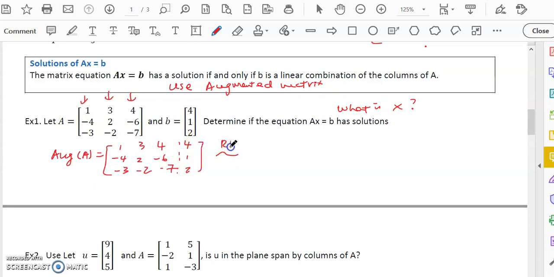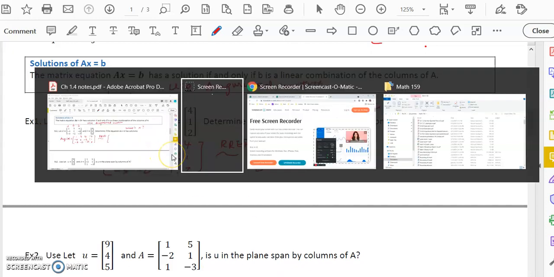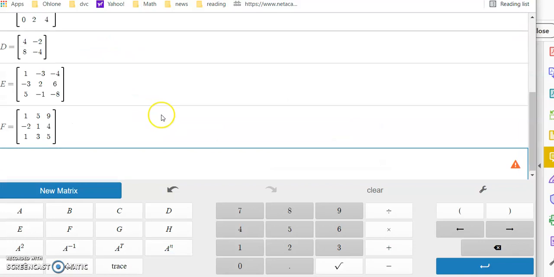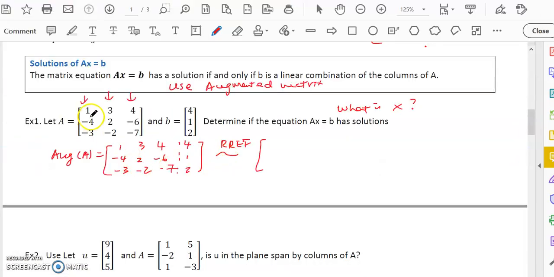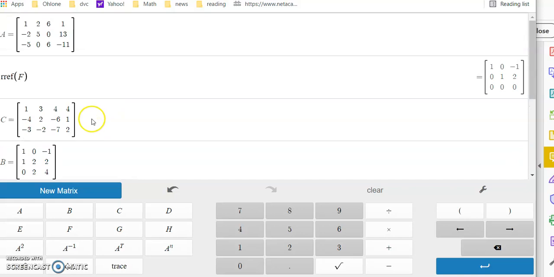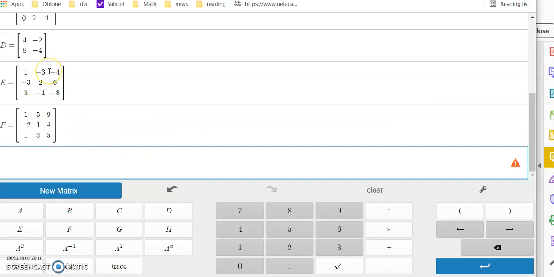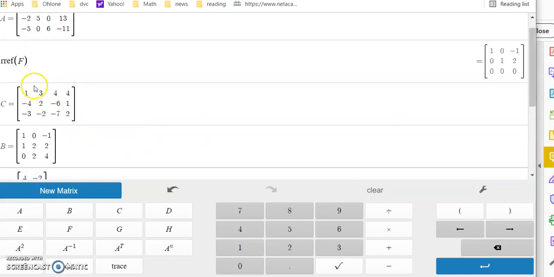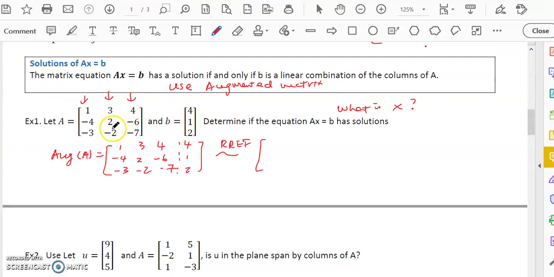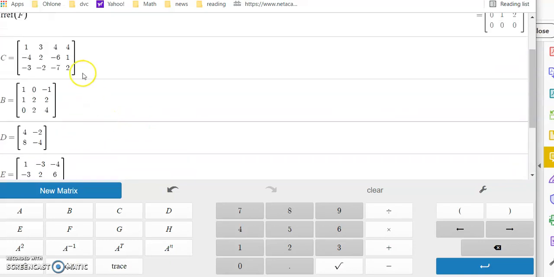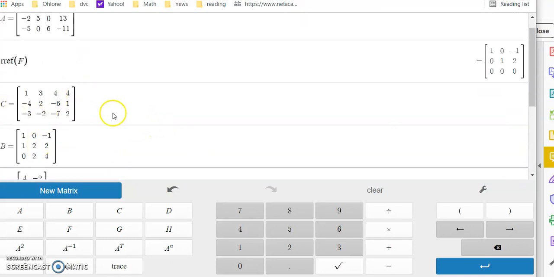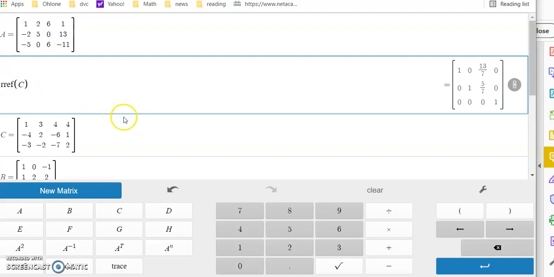And I want to change it into RREF to see if it is consistent, right? So do I have it written down? 1, -4, 3. Here, I have it written as C. 1, -4, -3, 3. Oh, it changes. 3, 2, -2, 4, -6, -7, and then 4, 1, 2. So it is in C. I type it in C. So I'm just going to do the RREF of C.